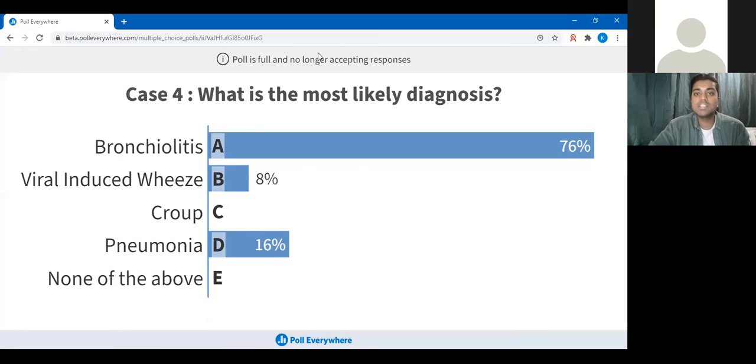Okay, yeah, so the majority are saying bronchiolitis, which is correct. There's a few who said viral-induced wheeze and pneumonia, so we'll discuss that in a second. So let's go back to the question.